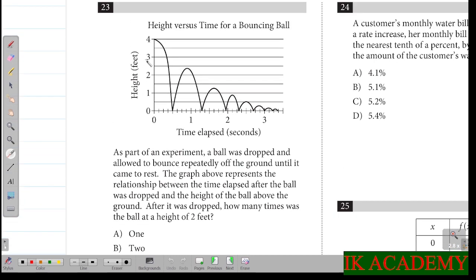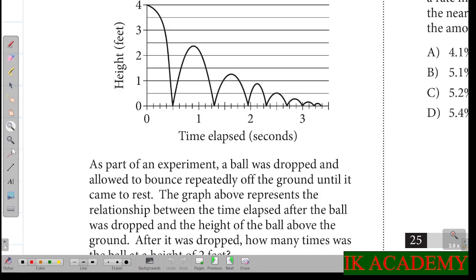So we can visualize the graph here and let's see how many times it's going to take the height at 2 feet. So here we have the height at 2 feet. First, when we drop the ball, it takes the height once when it is going downwards to the ground. Then it bounces again and comes again to the height of 2 feet.